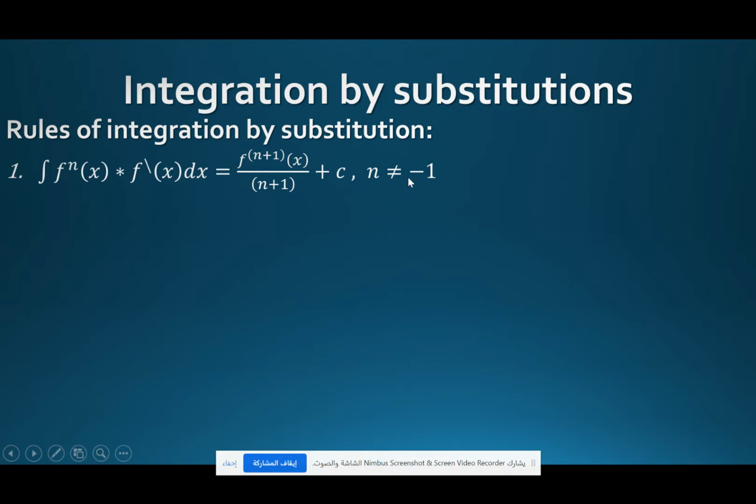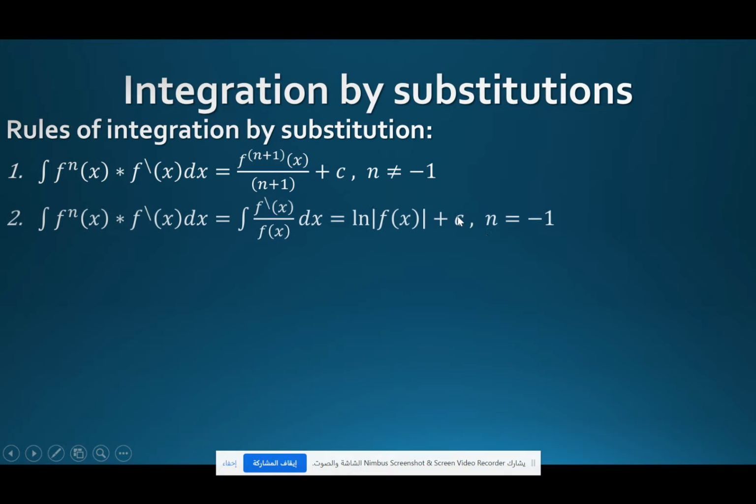And the other case: if n is equal to -1, what are you supposed to do? You flip this function from up to down to get f'(x) over f(x). Think about the original function: it gives you the derivative of the numerator over the denominator. That takes you back to ln of the denominator, ln|f(x)|, because if you differentiate this, you go back to f'(x) over f(x). And don't forget to write the plus c.